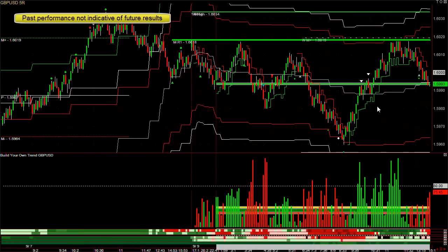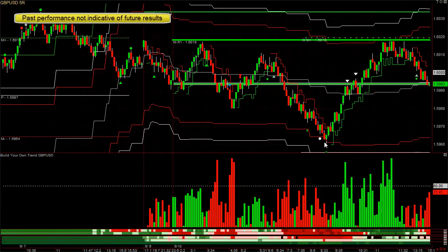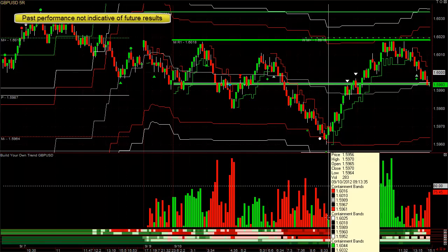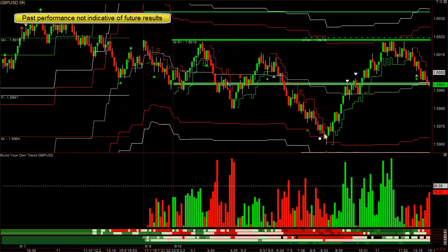The lower bands are excellent places to get long when you see initially a little bit of weakness, and then as it hits those lower bands, look, there's no weakness. Very high probability trade, and it ended up going up about 60 pips.